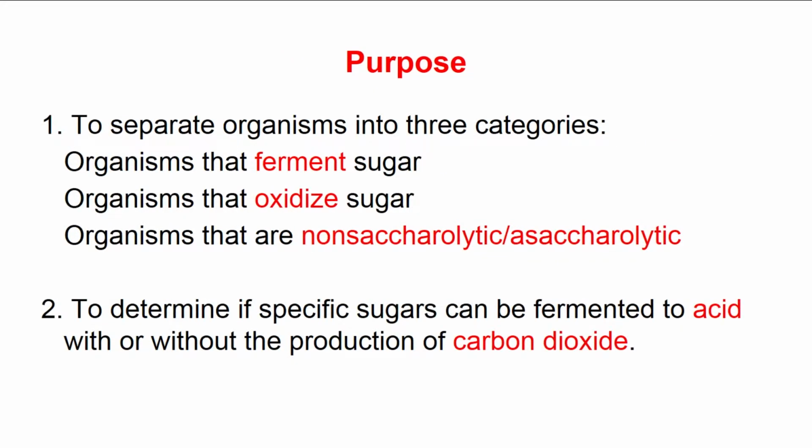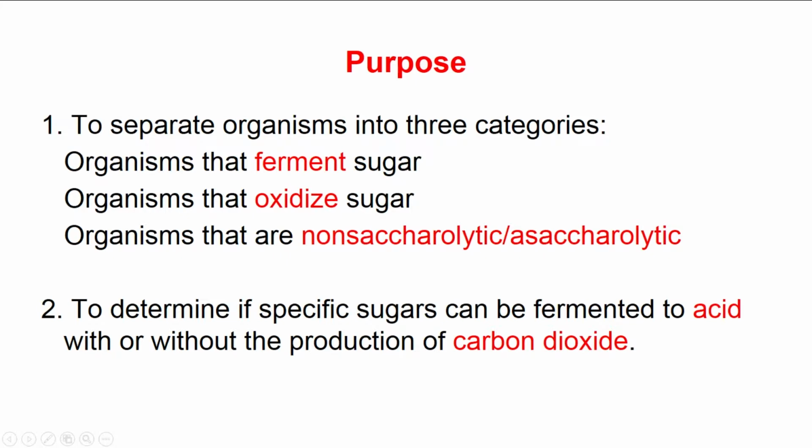We want to differentiate organisms into 3 separate categories, whether they're able to ferment a sugar, oxidize a sugar, or non-saccharolytic or asaccharolytic towards that sugar. So if they're able to ferment, that means they're able to break it down without the presence of oxygen. If they're oxidative, they need oxygen to break it down, so they burn it. They have systems similar to what we have, where we burn the sugars with oxygen. And then there are organisms that cannot utilize that sugar at all, and they're called non-saccharolytic or asaccharolytic. Either word is fine, but they just can't use it at all.